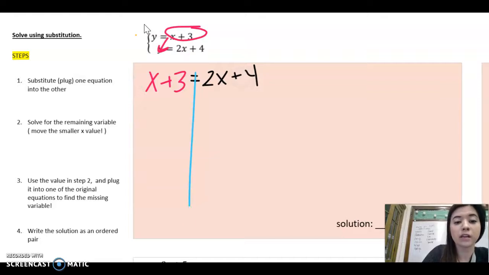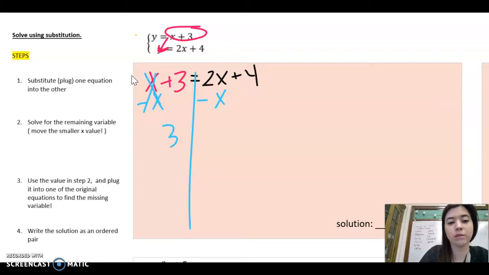Now we're going to go ahead and solve for x. So remember, with these problems, when we have it on both sides, we're going to move the smaller one over. So we have an x. I'm going to move that because it's smaller than 2x. Those cancel, and we get 3 equals 2x minus x is 1x. And then we subtract 4 on either side. And we get negative 1 equals x.